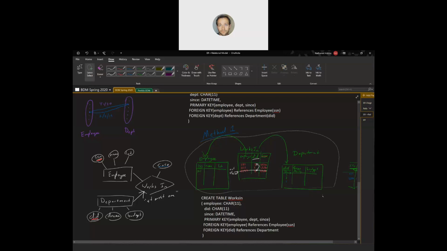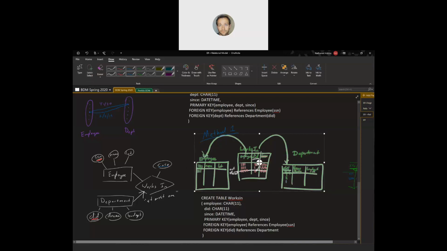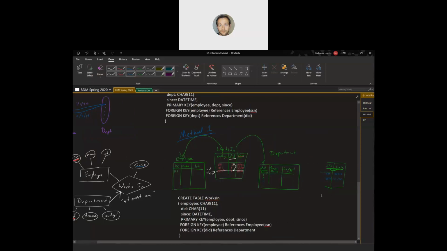Let me try to do this, trying to come up with an efficient way.